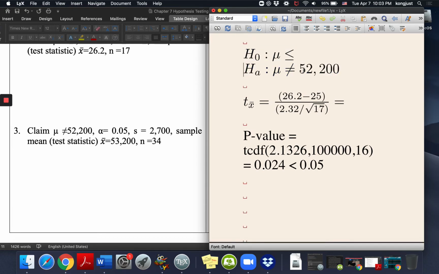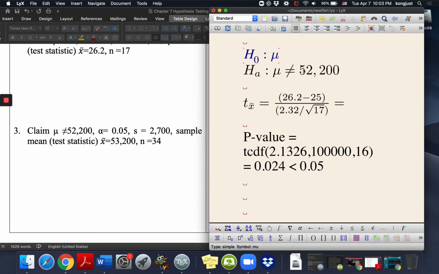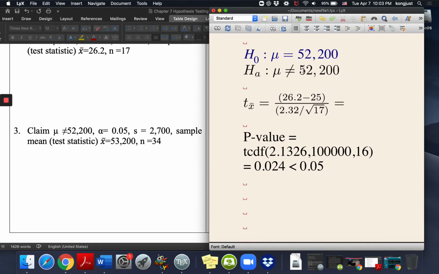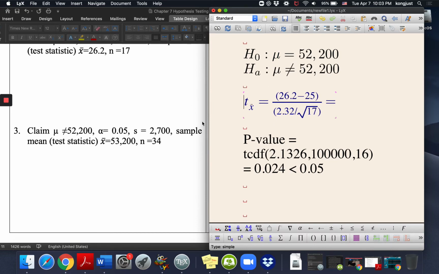Okay, what's this top part? This should be equal to something, 52,200, right? Alpha is 0.05, s is 2,700, so this is going to be down here, 2,700. And then on the top, the mean is 53,200 minus that assumed mean of 52,200. And on the bottom, n is 34, so we have the square root of 34.